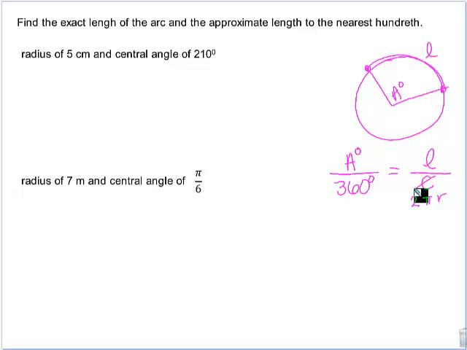So we're going to find the exact length of the arc with a radius of 5 centimeters, and it has a central angle of 210 degrees. So where would I put the 210 for your angle? 210 over 360 would equal your arc length, which we're trying to find, over your circumference, which is 2 pi r. Well, what does it say the radius is? 5. So 2 pi times 5. What is 2 pi times 5? Yeah, 10 pi.